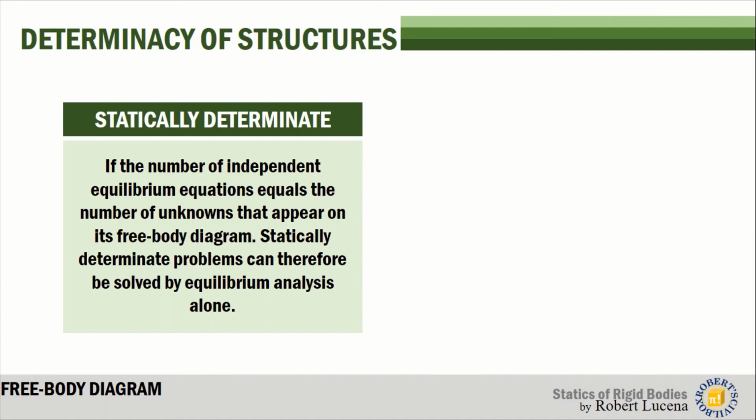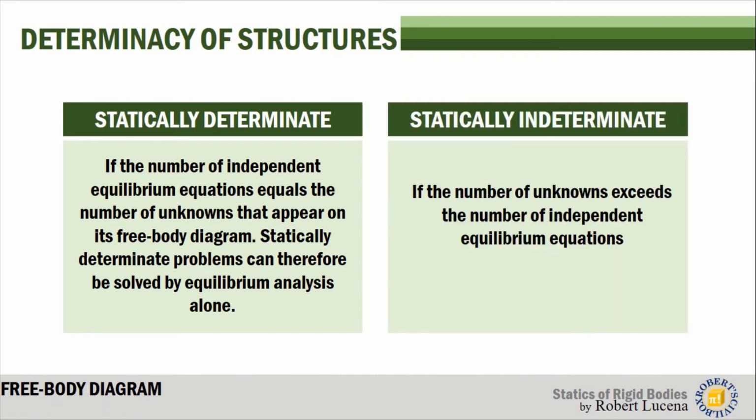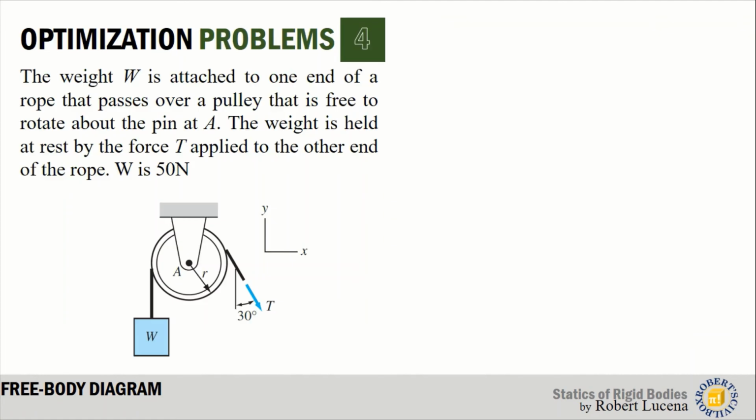So if the number of unknown reactions can be solved by the available 3 equations of equilibrium, your structure is statically determinate. However, if you have too many supports and it cannot be satisfied by the equilibrium equations, that would be a statically indeterminate structure. Okay? So let's have a problem for us to analyze the free body diagram of the structure.